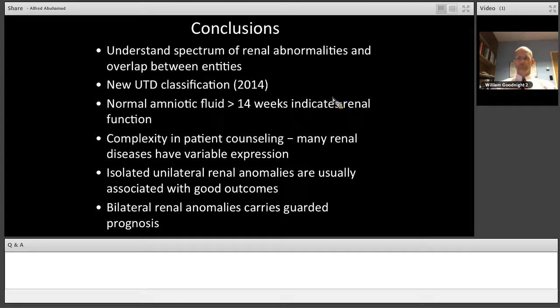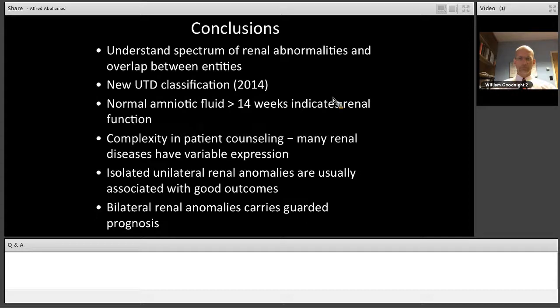So understand the spectrum of renal abnormalities and the overlap that exists between entities. Learn the new UTD classification. Remember that normal amniotic fluid volume is only present after 14, 15 weeks, and that comes from the kidneys. Before then, it's from the membranes. There is complexity in patient counseling. Many renal diseases have variable expression. So I showed you that even with autosomal recessive polycystic kidney disease, there are some that survive. And so keep that in mind as you counsel patients.